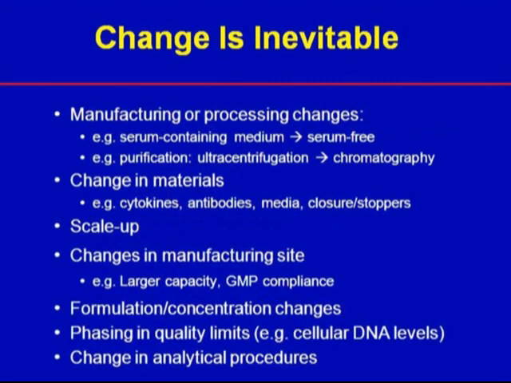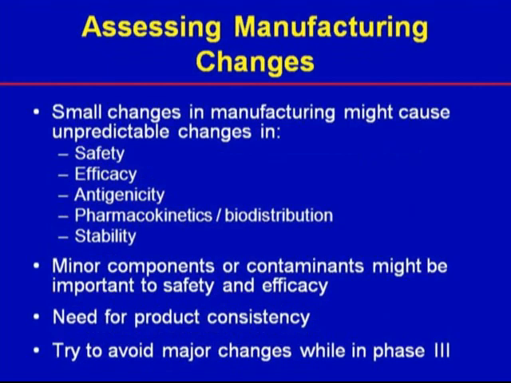Shown here is a partial list of potential process changes you might encounter during product development, such as process changes, changes in materials, scale-up, a new manufacturing site, formulation changes, introduction of quality elements such as DNA testing, and changes in analytical procedures. Because change is part of product development, it's important to remember that even small changes in manufacturing can result in unpredictable changes in safety, efficacy, antigenicity, biodistribution, and/or stability. It's hard to predict how even minor components or contaminants might be important to safety and efficacy, which is why product characterization is so important.